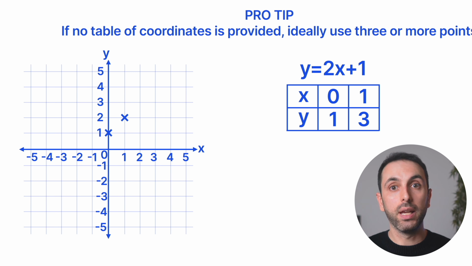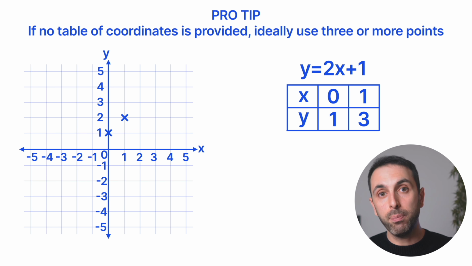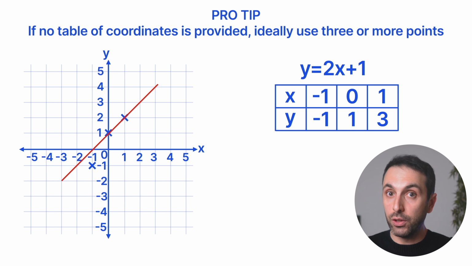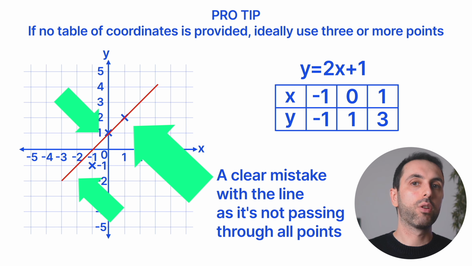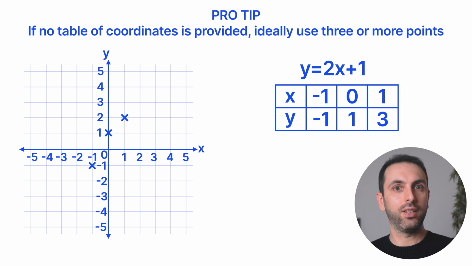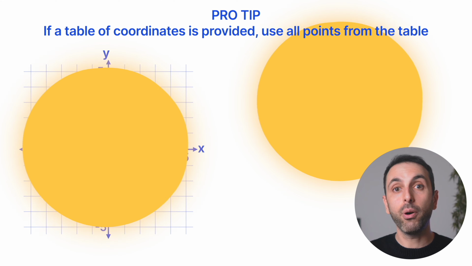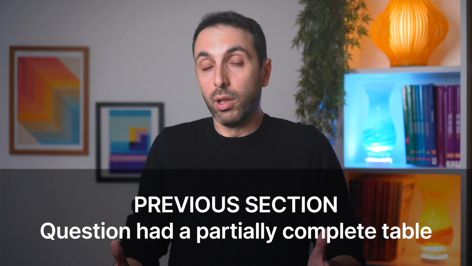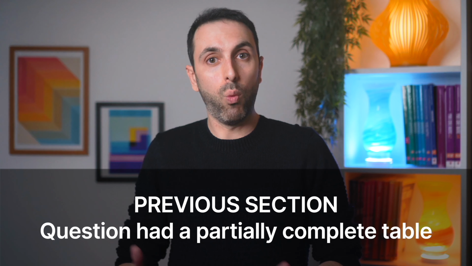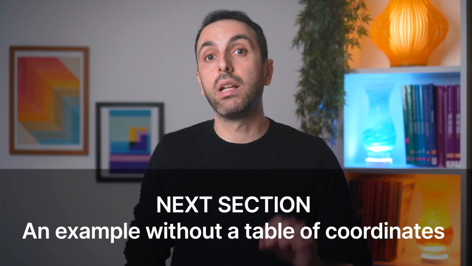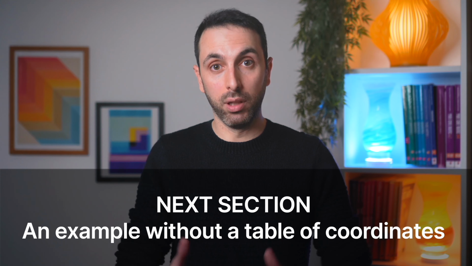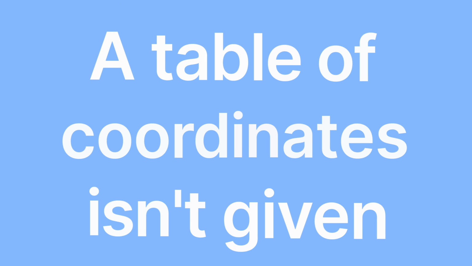So a pro tip here is if you find 3 points, you're more likely to discover whether you made a mistake. Of course, in our example, just stick to only placing the points from the original table. So if there's 5 points, just plot 5 points. So far, we had an example with a partial table of coordinates provided, so we knew which y values to use. But now let's look at an example where no table of coordinates is provided.